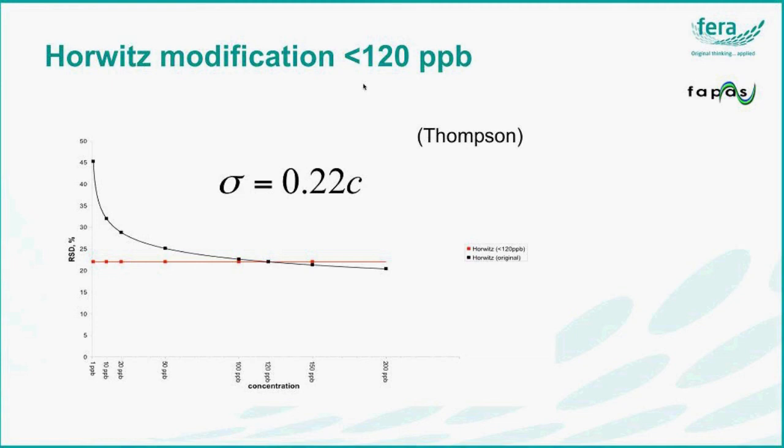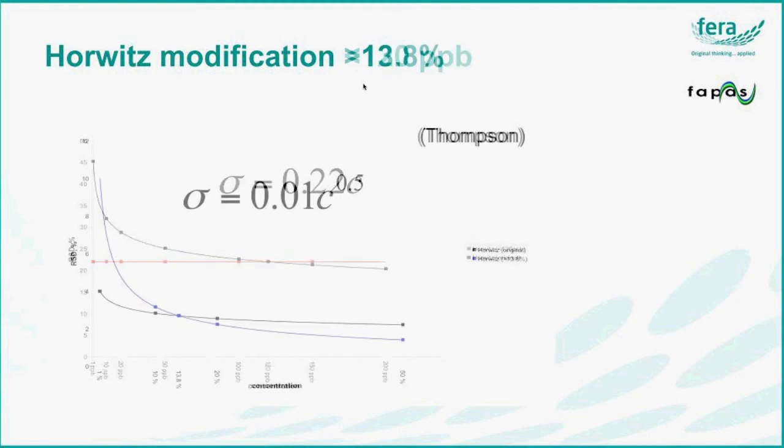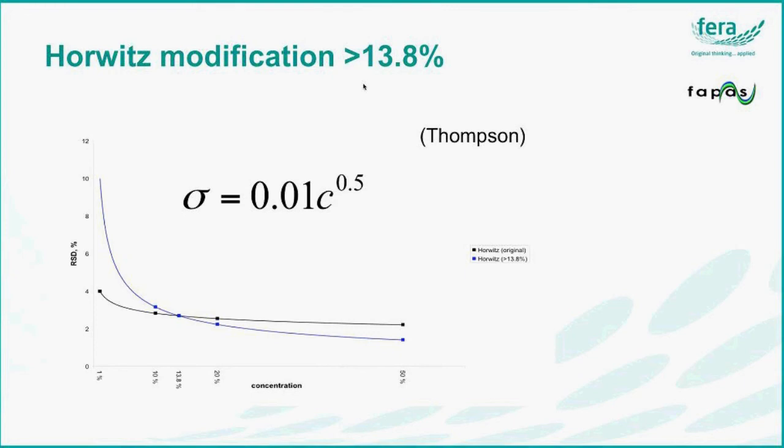This effect was described by Professor Michael Thompson, the co-author of the International Harmonised Protocol for Proficiency Testing. There is a similar effect at high concentrations, more than about 13.8%, so this might be sugar in high sugar products, for example, where a further modification of the Hurwitz equation was also described by Thompson, and the graph is quite different.